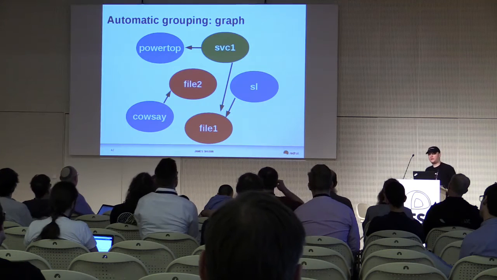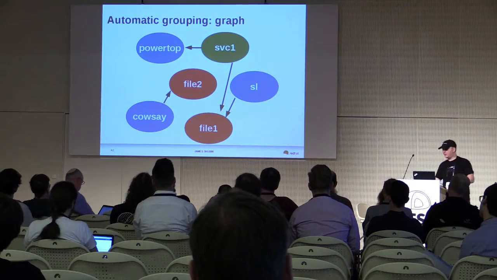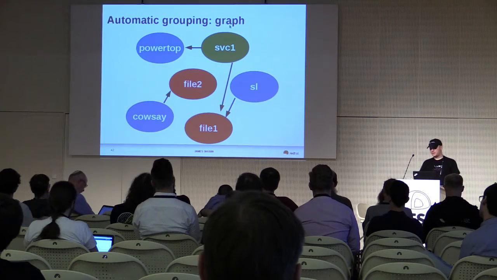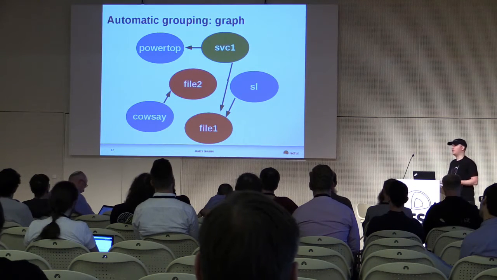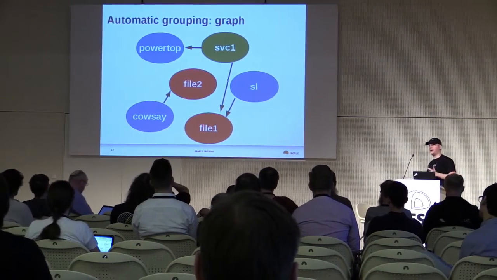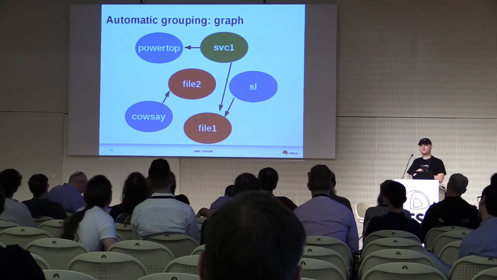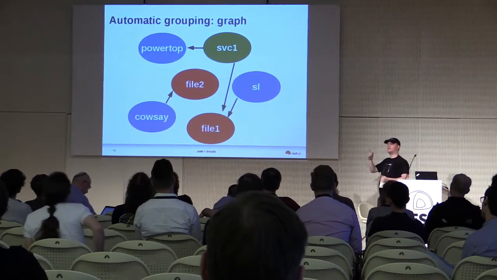One other thing I want to show you, a feature I've called automatic grouping. So here's some graph that we have. We have 3 packages, a service, and 2 files. All right? And so what's the problem when you run this with Puppet? Anyone know? What happens if you were to run this graph?